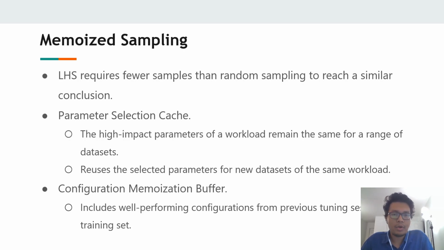In the memory sampling module, we choose to use Latin hypercube sampling. This is because Latin hypercube sampling requires fewer samples than random sampling to reach a similar conclusion. We also introduced a concept called parameter selection cache. This stems from the observation that the high-impact parameters of a workload remain the same for a range of datasets. We can thus reuse these selected parameters for new datasets of the same workload. This can significantly reduce the tuning cost of a workload.